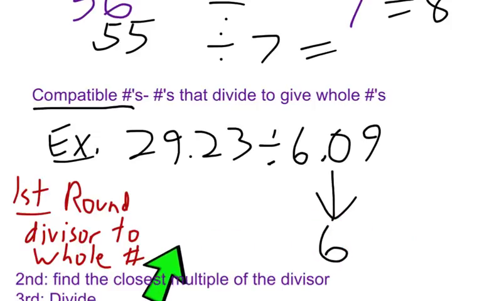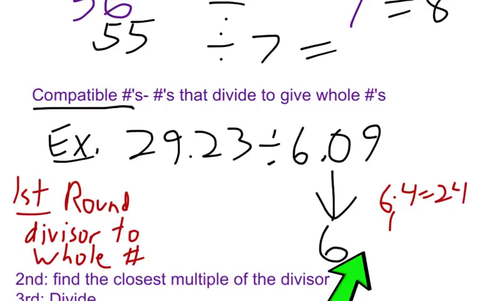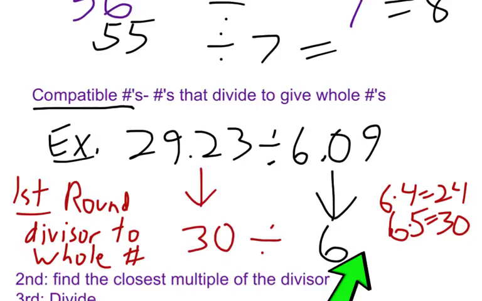All right, next up, second step, find the closest multiple of the divisor. So in other words, 6 times what's going to be really close to 29? Well, I'm just thinking out loud. I'm thinking 6 times 4 is 24, but 6 times 5 is going to give me 30. So I would round the 29 to a 30 and think of it as 30 divided by 6, and now I'm actually going to divide for my third step and get 5. So that's how you think of compatible numbers.